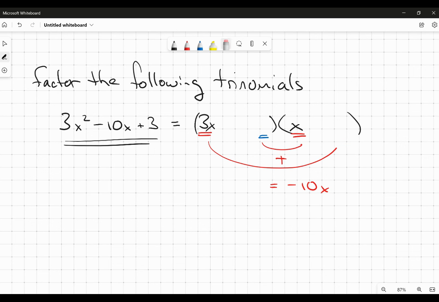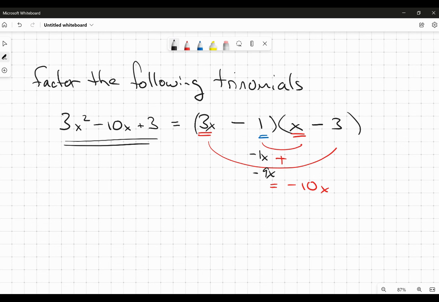So instead, what we're going to do is guess the 1 and the 3. Now, when I multiply those out, 3x times 3 is going to be 9x. 1 times x is going to be 1x. The only way I can make sure that that becomes negative 10 is if these are both negative products. And so I put subtraction in both of those.